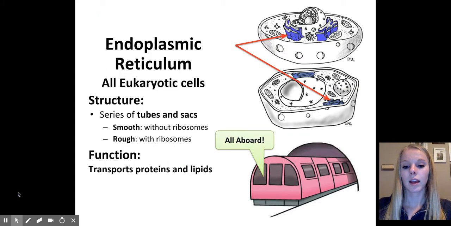The endoplasmic reticulum, ER for short, is also found in all eukaryotic cells. There are two types of ER, the smooth ER and the rough ER. Smooth ER does not have any ribosomes on it and functions to transport lipids. The rough ER has ribosomes and functions to transport proteins. And this makes sense because ribosomes make proteins.